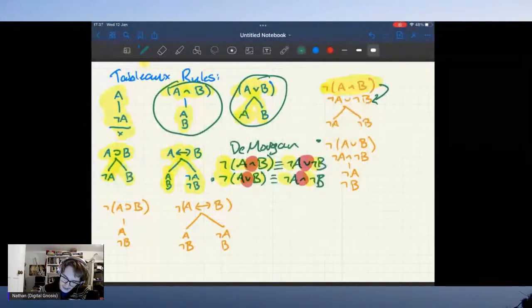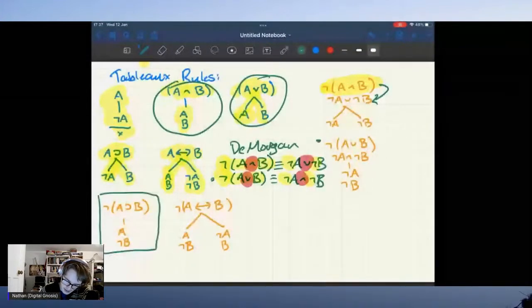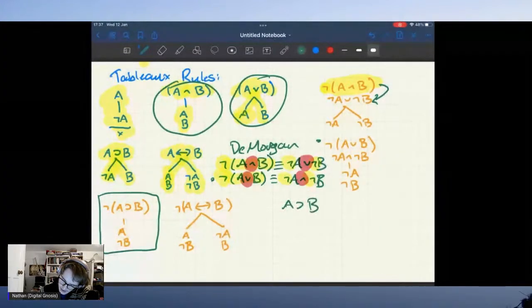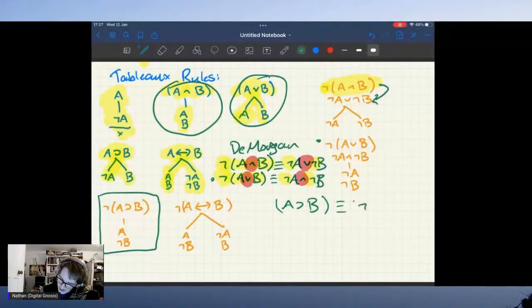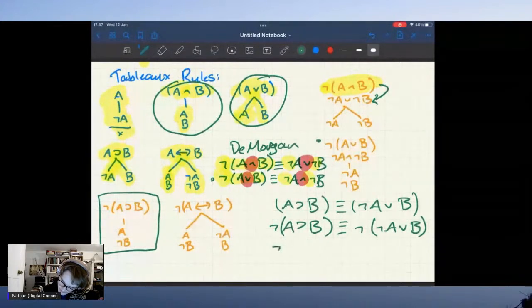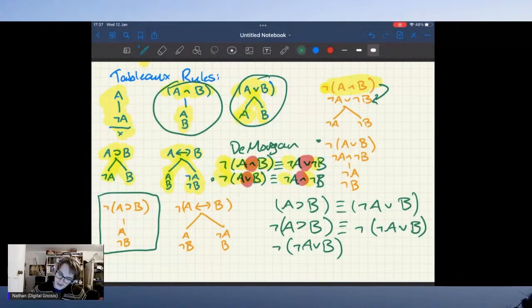Okay, now let's think about the case of this one down in the bottom left of the screen, not A, then B. Well, remember what I said before, that A then B is just the same as not A or B. So not A, in brackets, then B, is going to be the same as not A or B. So again, in this case, we just apply our De Morgan's law. So the not gets distributed over both.